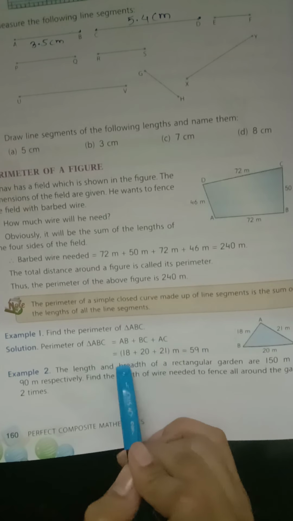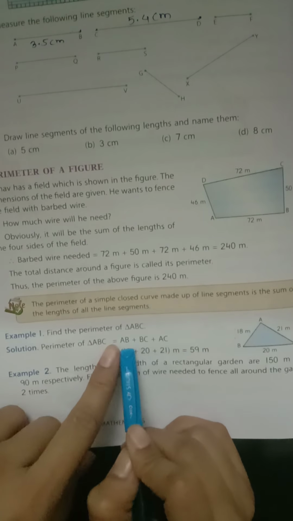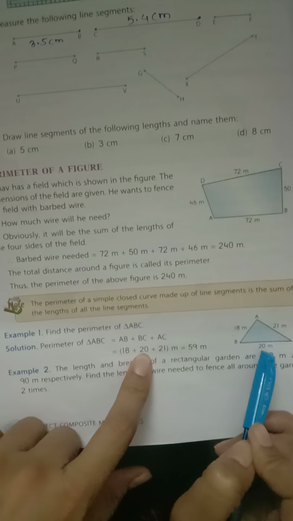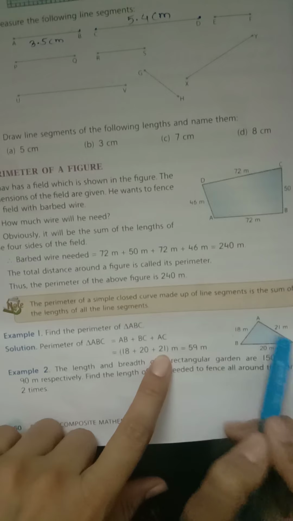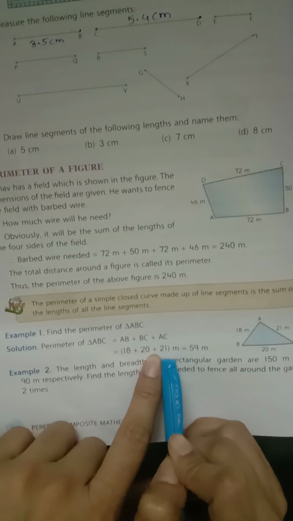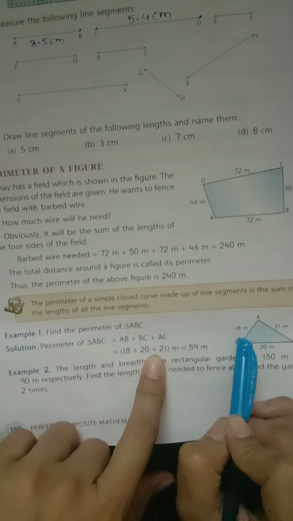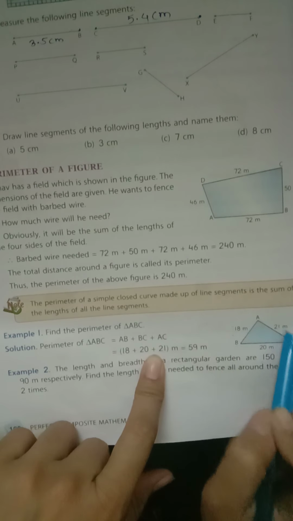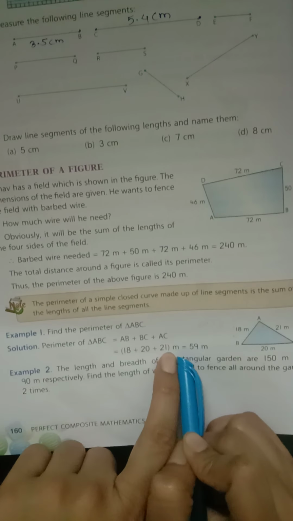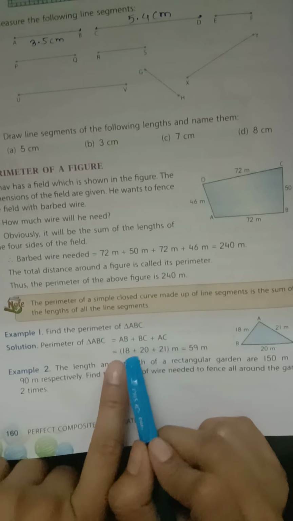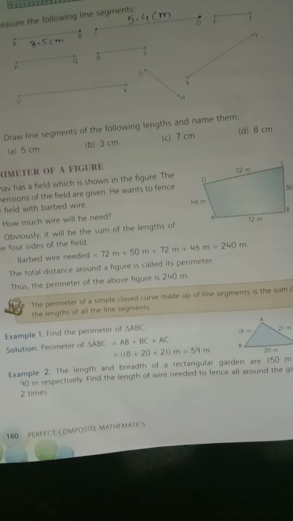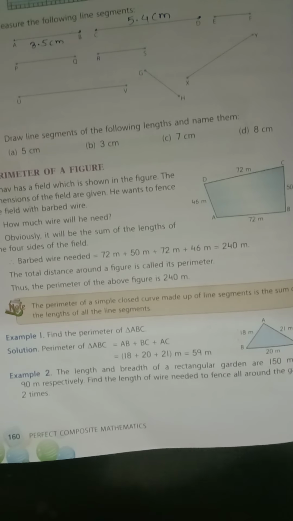Okay, so AB, what is the length of AB? It is 18. What is the length of BC? It is 20. What is the length of AC? It is 21 मीटर. तो इन तीनों लेंथ्स को ऐड करो और तीनों का लेंथ यूनिट सेम ही है, मीटर मीटर मीटर. तभी हमने तीनों को एक साथ ऐड किया, ब्रैकेट के बाहर मीटर यूनिट दिया. तो 18 + 20 + 21, answer is 59 मीटर. In this way we can find the perimeter of the triangle.